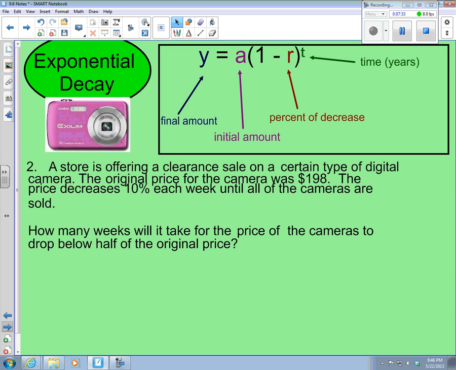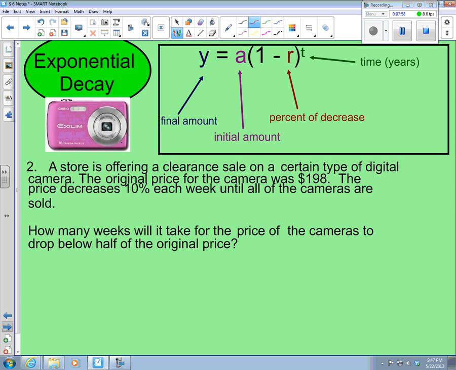The store is offering a clearance sale on a certain type of digital camera. The original price of the camera was $189. The price decreases 10% each week until the cameras are sold. How many weeks will it take for the price of the cameras to drop below half of its original price again? So basically we're going from $198 to half of that, which is $99.